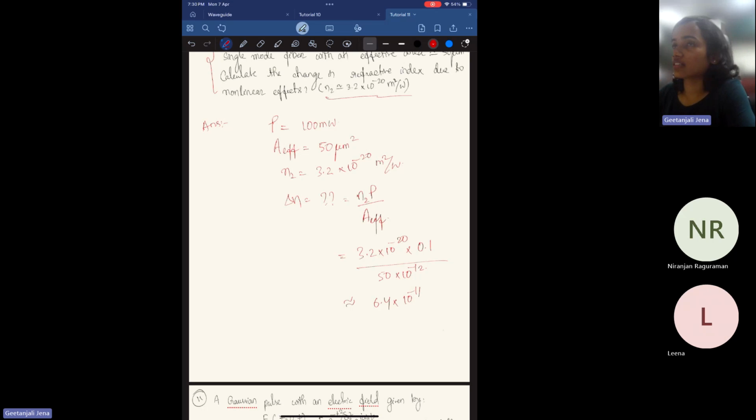You will see in the next lectures that even though this value, delta n, is very small, in the order of 10 to the minus 11, if you consider the interaction length of the fiber, which is of the order of 10 to the 4 or 10 to the 5 kilometers, the total change in refractive index will be significant. And this small value of delta n is responsible for the formation of soliton. That we'll see in our next lab section.